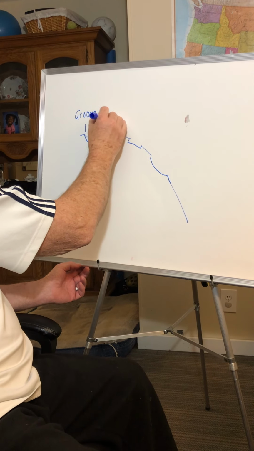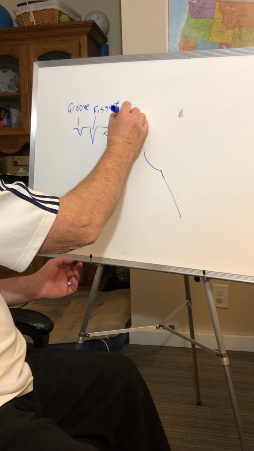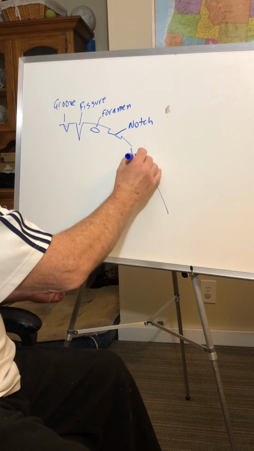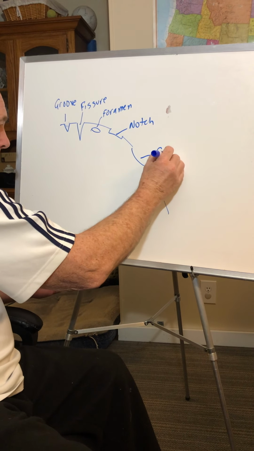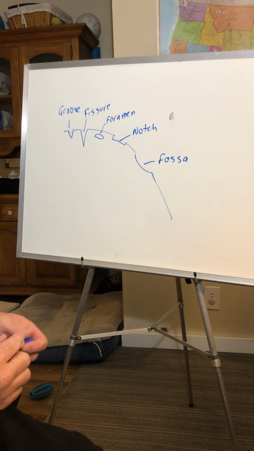This one here is called a fissure. This one here is called a foramen. This one here is exactly what it looks like. It looks like a notch. And this one here is a fossa. So that's kind of how I would teach it in lab.